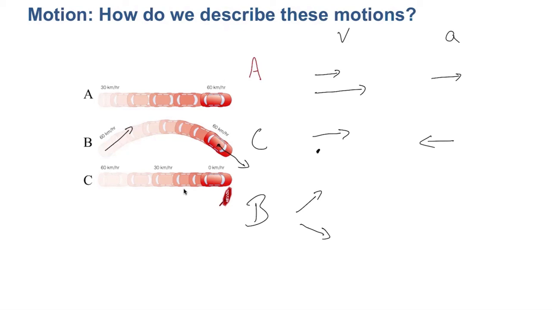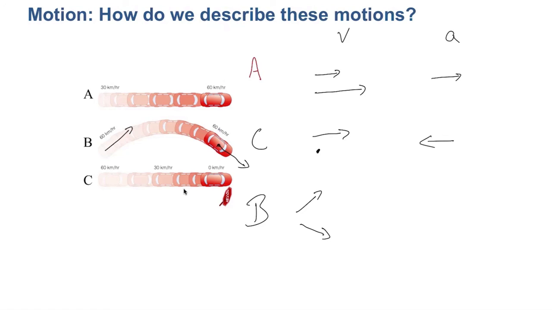Is there an acceleration by car B? Is car B accelerating? It's not changing in speed, but an acceleration happens anytime a velocity changes. And since the velocity of car B is changing, there must be a non-zero acceleration for car B as well.